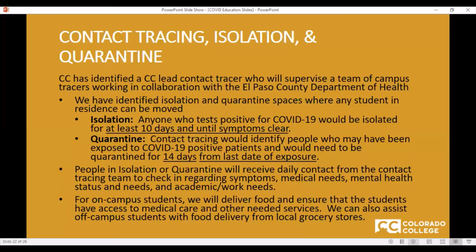People in isolation or quarantine will receive daily contact from the contact tracing team to check in regarding symptoms, medical needs, mental health status and needs, and academic or work needs. For on-campus students, we will deliver food and ensure that the students have access to medical care and other needed services. We can also assist off-campus students with food delivery from grocery stores.